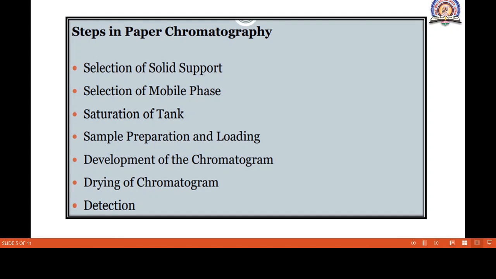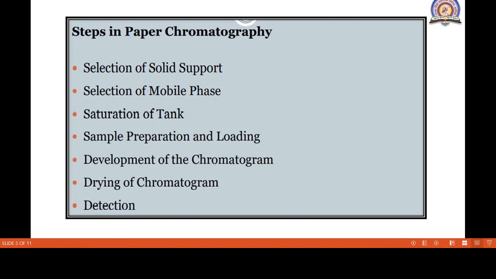Then we see the steps in the paper chromatography. So how the paper chromatograms are developed is given here. The first is selection of a solid support. That means selection of a paper, whether it is Whatman paper, having a different size of that Whatman paper.